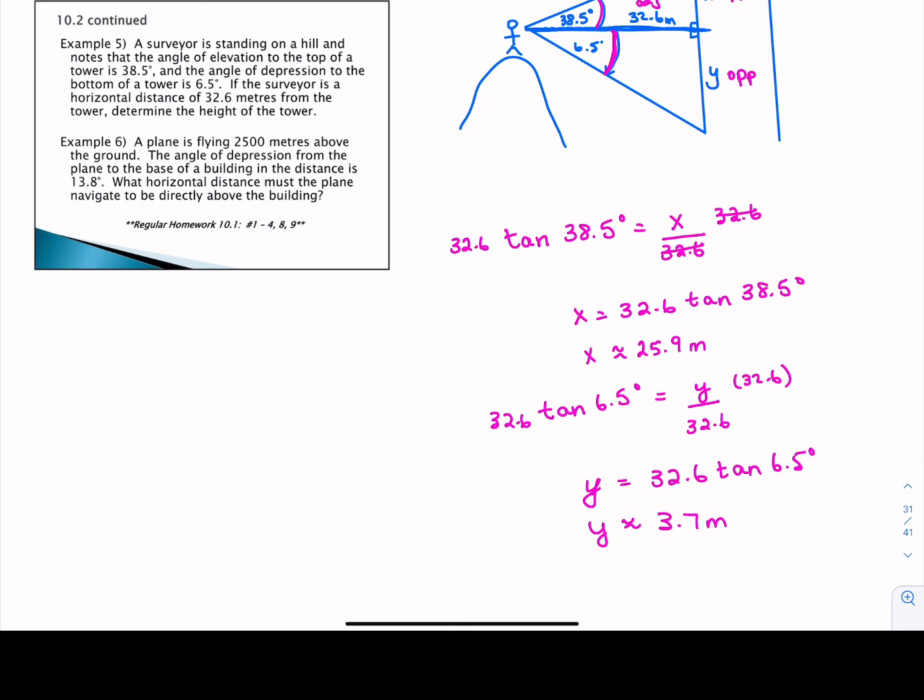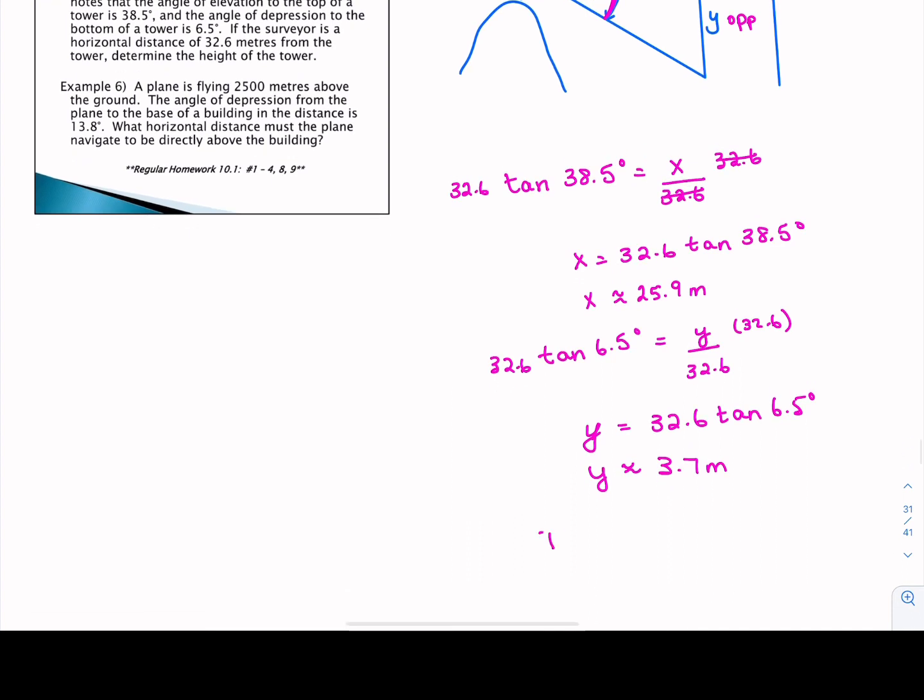So when you add those together, because we want a total height, we know that the total height of the building is going to be 3.7 meters plus 25.9 meters. Or we can say that's a total of 29.6 meters. And of course, because this is an application, you'll want to tie that all together in a nice sentence. So we could say the tower measures, or the building measures, approximately 29.6 meters.